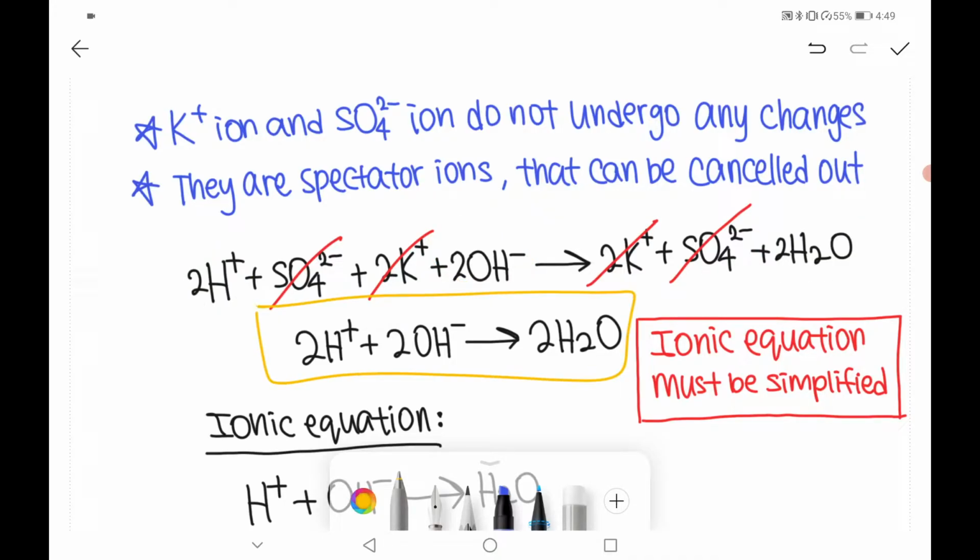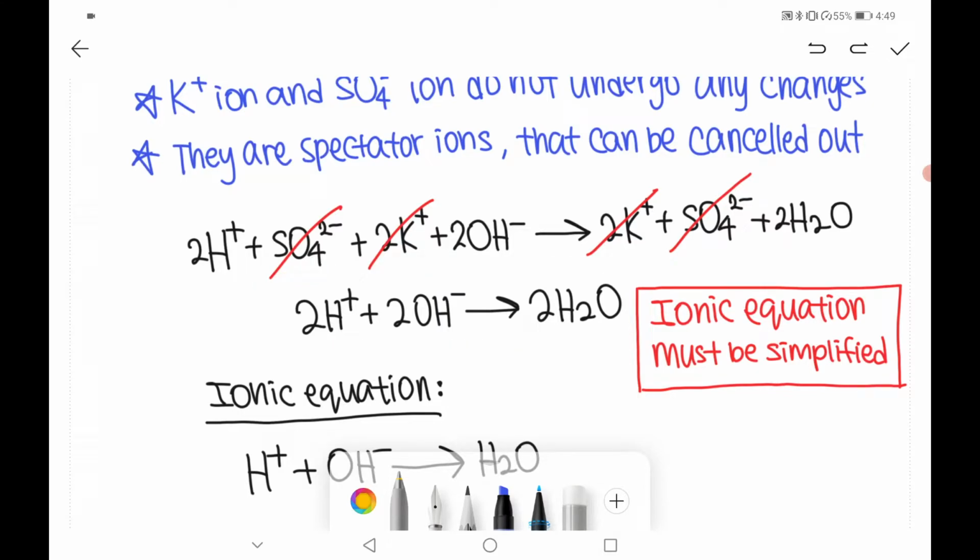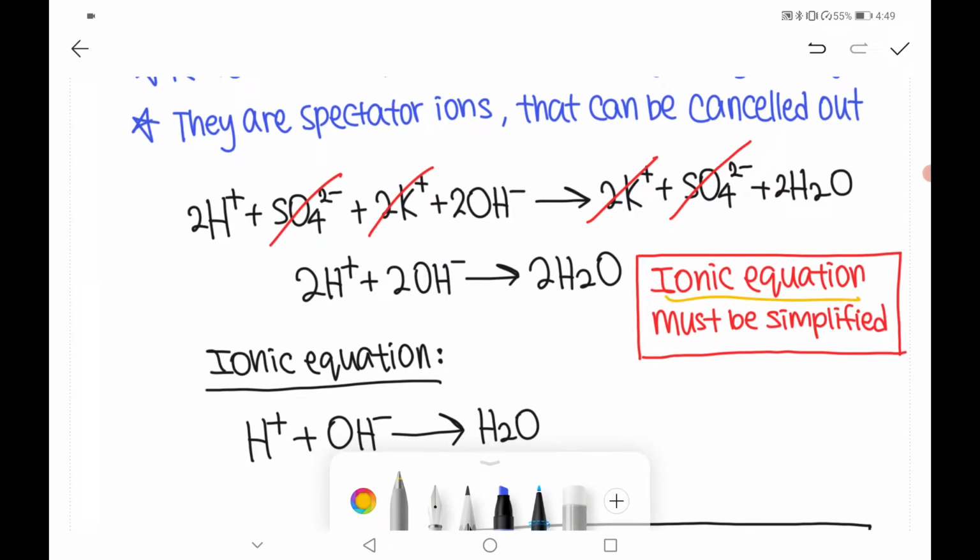This is the equation that I am getting. But we are not done yet, because you need to know that the ionic equation must be simplified.